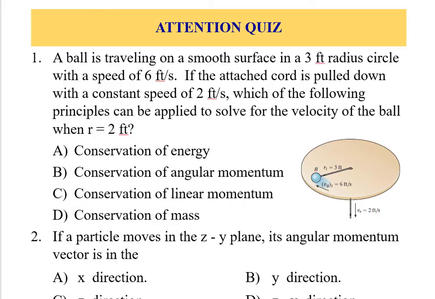Let's take a look at the attention quiz and then conclude our chapter. Consider a ball traveling on a smooth surface in a 3 feet radius with a speed of 6 feet per second. If the attached cord is pulled down with a constant speed of 2 feet per second, which of the following principles can be applied to solve for the velocity of the ball when the radius changed from 3 feet to 2 feet?